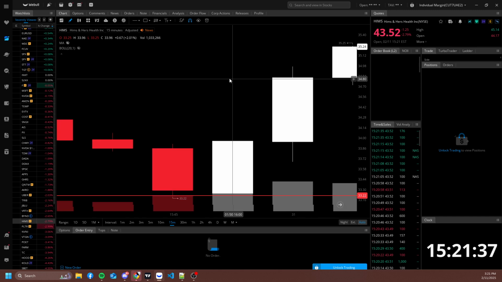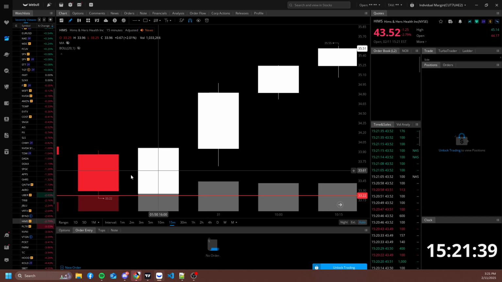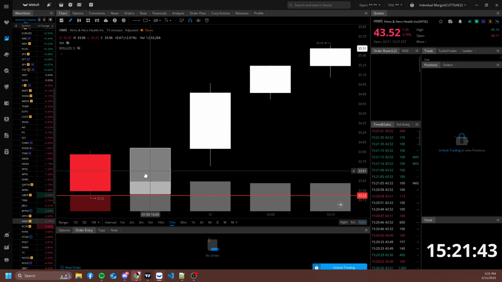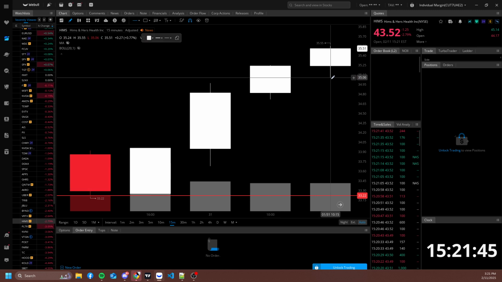Okay, and then I start looking again. Here's another 5 candle set right here. I'm just shifting these over one at a time. Okay, so 1, 2, 3, 4, 5. Therefore, I can put in a partial stop.